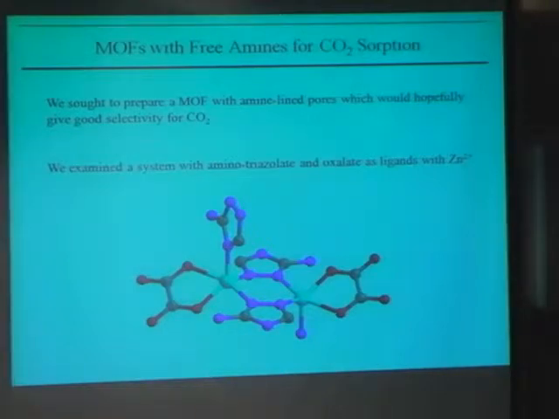So with that in mind, we just went out to make a MOF to suck up CO2. And so we went for a MOF that had amine-lined pores. So here's the building block. One of the other nice things about this approach is that it's quite modular.